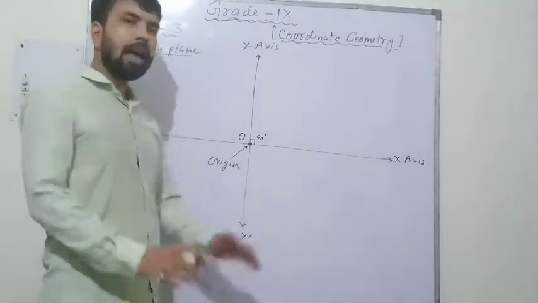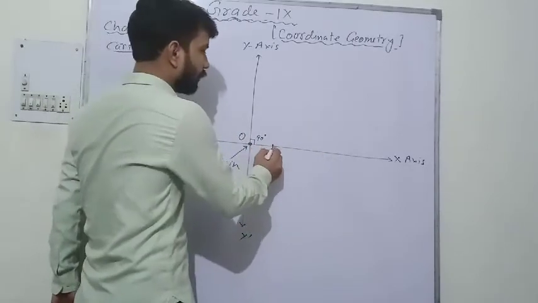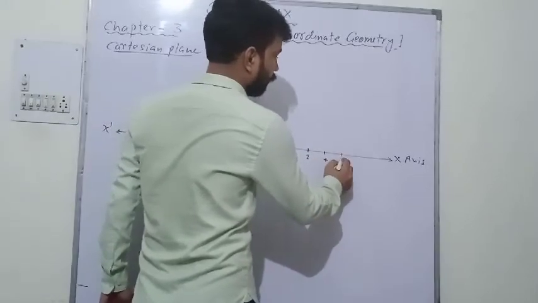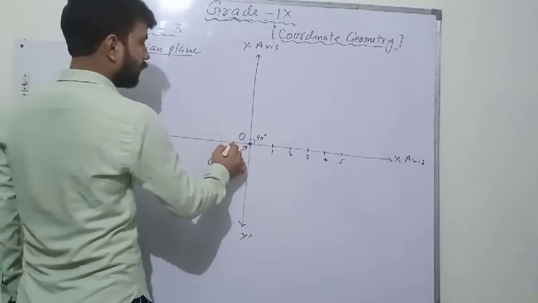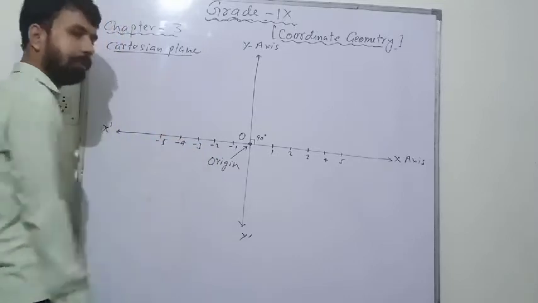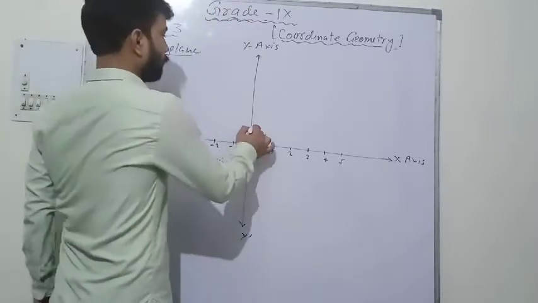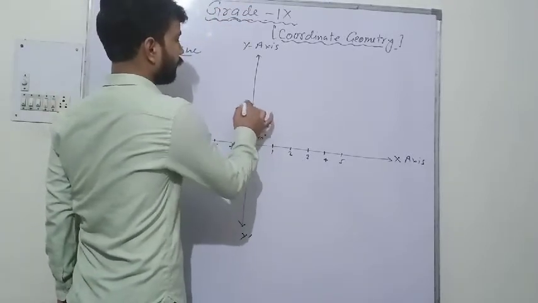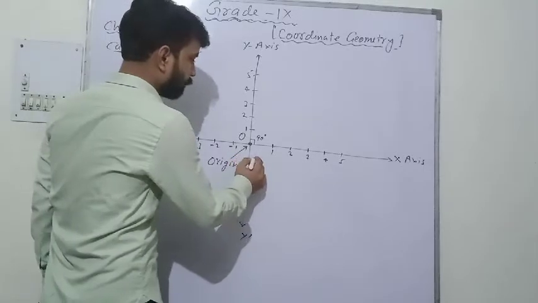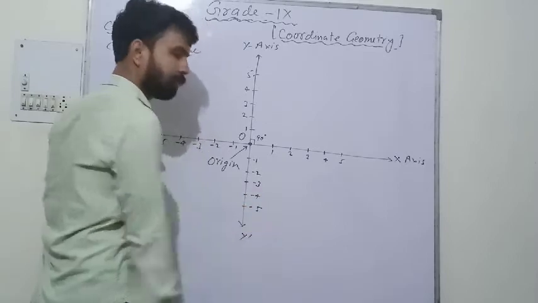Clear? Okay. As you know, on this side of the origin we mark positive numbers 1, 2, 3, 4, 5, and on this side we mark negative numbers -1, -2, -3, -4 and -5. Similarly, on the upper side of the y-axis we mark positive integers 1, 2, 3, 4, 5, and on the downside negative integers -1, -2, -3, -4 and -5.